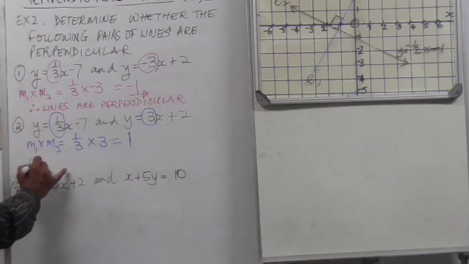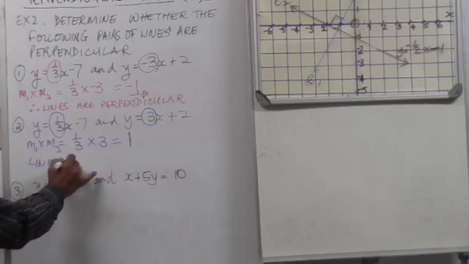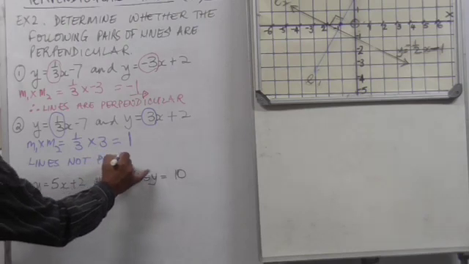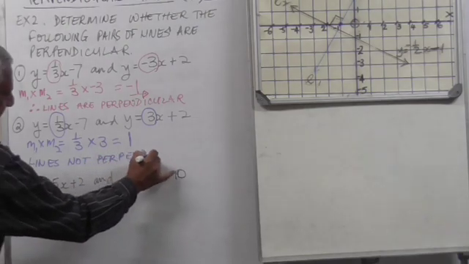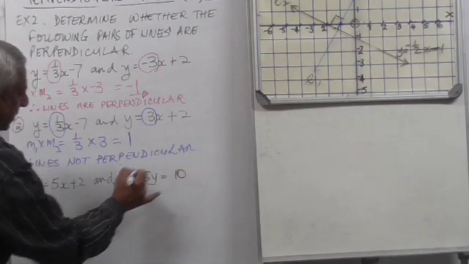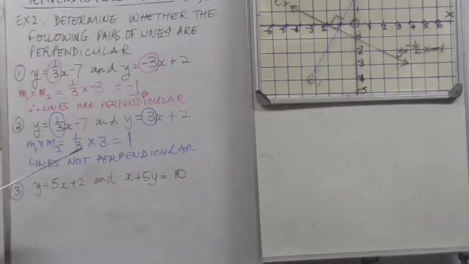Therefore, lines not perpendicular. Okay? If I multiply the 2 and I don't get -1, therefore the lines are not perpendicular.